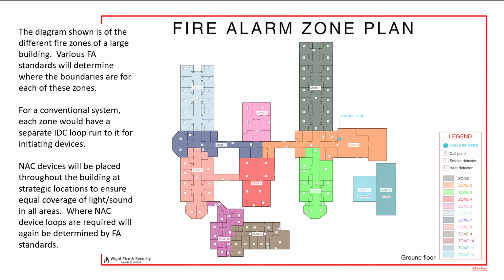The diagram shown on the right is of the different fire zones of a large building. Various fire alarm standards will determine where the boundaries are for each of these zones. For a conventional system, each zone would have a separate IDC loop run to it for the initiating devices. NAC devices would then be placed throughout the building at strategic locations to ensure equal coverage of light and sound in all the areas. Where NAC device loops are required will again be determined by fire alarm standards.